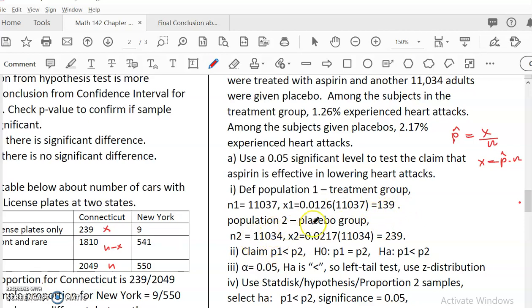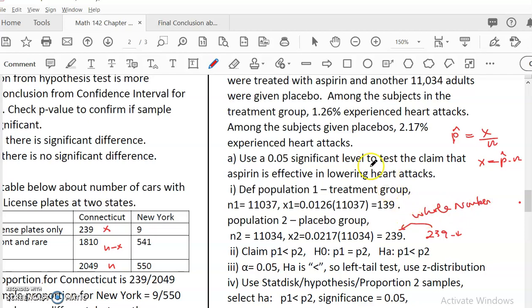Similarly for the placebo group, the control group, N2 and X2. X2 you have to calculate 0.0217 times 11,034. It is actually 239.4, so you round it to a whole number of 239. Okay, it was 239.4, but you round it to a whole number. Both of them you round to a whole number.